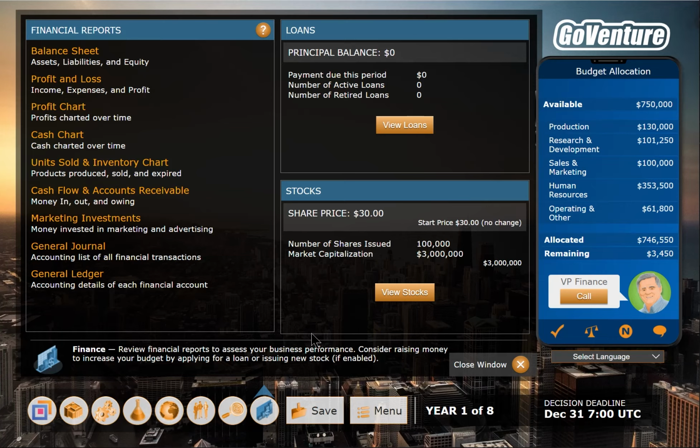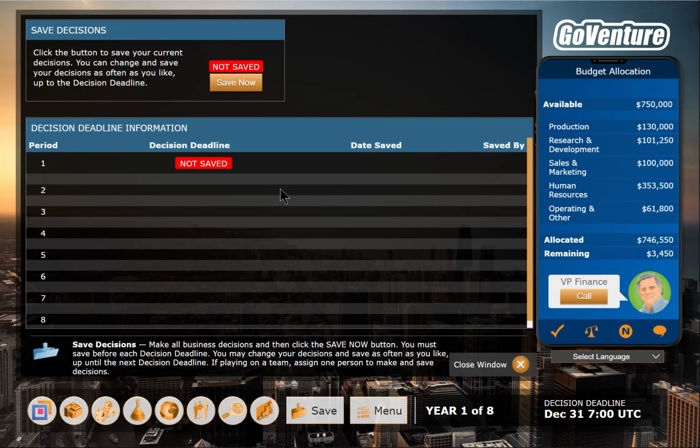So we've just completed one period in terms of making the decisions. We can go back and adjust things. So if we want to have some more money available to pay our employees, we can reduce our production or our R&D or other decisions like that. But before we quit, what we need to do is we need to save our simulation. Very important that you save. So remember, you have to save before the decision deadline, and you can save as often as you want.